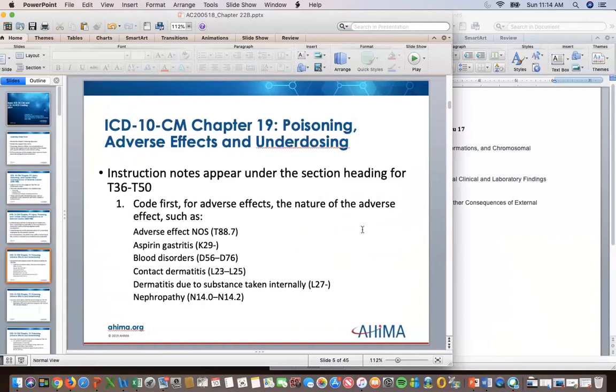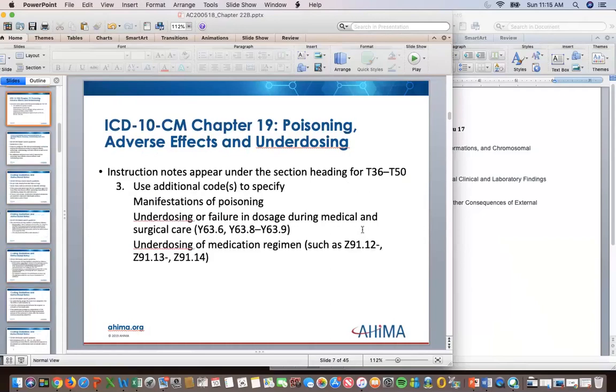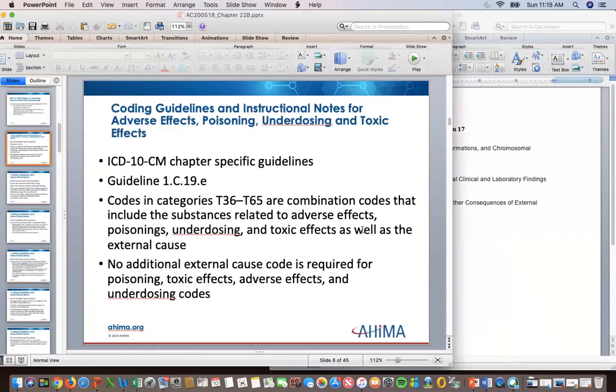Instructional notes appear under the subheading for T36 to T50. They're telling you to code first adverse effects, the nature of the adverse effects, such as aspirin gastroenteritis, blood disorder, contact dermatitis, they have a rash, and then you're going to be coding from your T36 to T50 then. Instructional notes appear under the section heading for these. Note the drug giving rise to adverse effects should be identified by the use of categories with 5th or 6th character 5. More instructional notes for manifestation of poisoning or underdosing then. And then Chapter 19 chapter-specific guidelines still apply to that, okay?